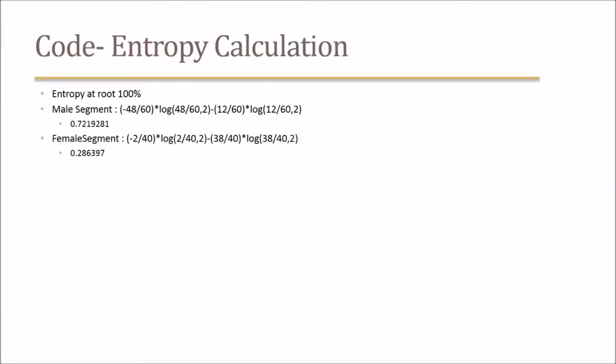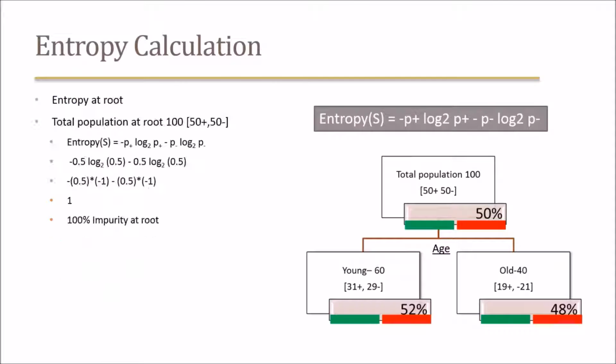Now when you calculate the entropy, entropy at root will be 100%. You have already seen that entropy at root when you calculate 50-50.